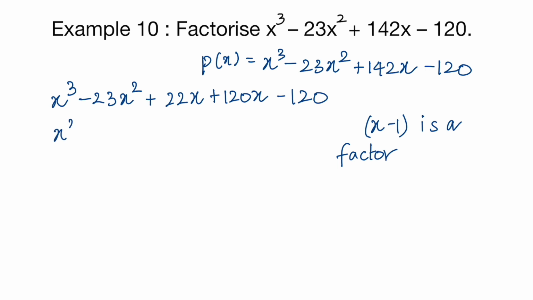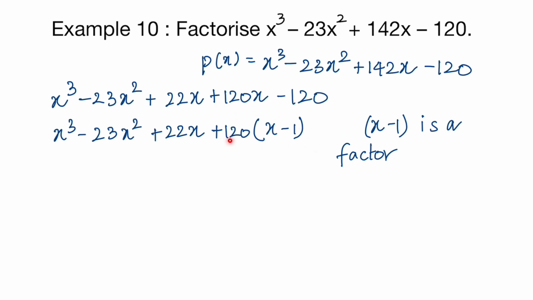So in the next step, what you can do is x cube minus 23x squared plus 22x, and you're going to take 120 as a common factor from these two terms. So that leaves you with 120 into x minus 1. Similarly, you are going to get x minus 1 from the other terms of this polynomial as well.